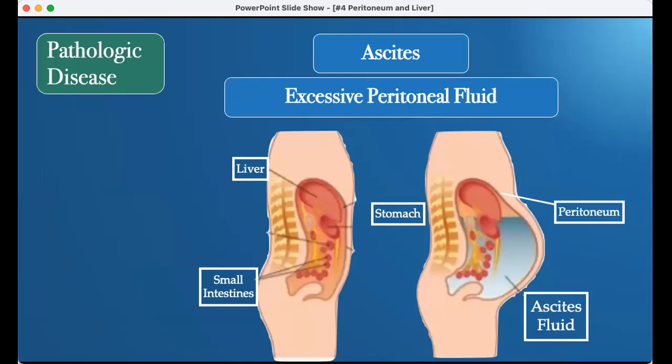So more pathology. This is ascites, a situation where there's excessive peritoneal fluid. So you can see a person with a huge distended abdomen, and you have to figure out whether they've got ascites or their abdomen is distended from abdominal fat within the omentum.